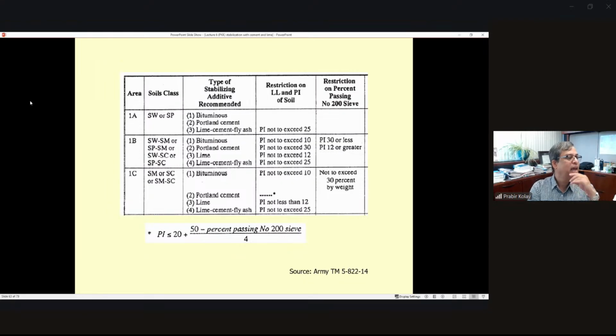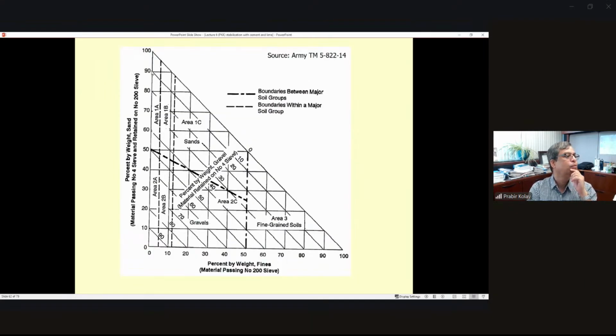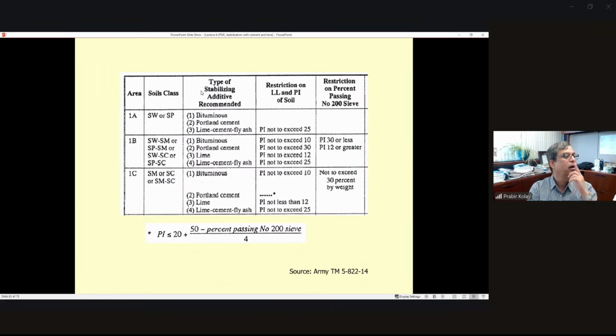So 1A is basically SW, SP. So basically, this is well-graded sand or poorly-graded sand. 1B is a mix, dual classification. And 1C is a silty sand or clay sand, or a silty sand and clay sand mixture. So basically you see 1A is more gravel, correct? Sand and gravel. So here is a more granular type of soil, and then you can use different types of stabilizer over here: for SP, the bitumen or Portland cement or lime cement fly ash.